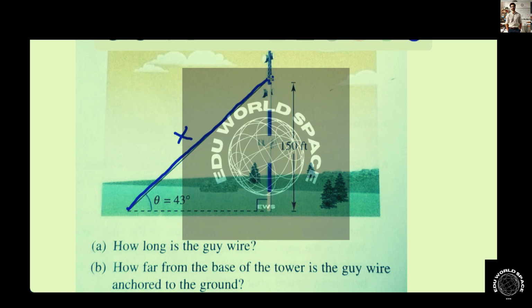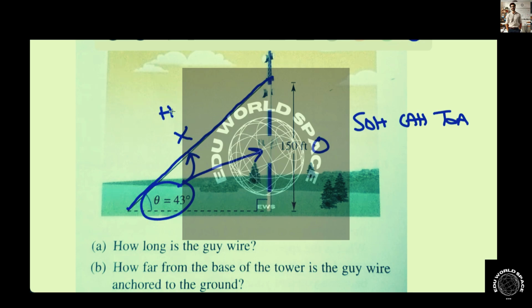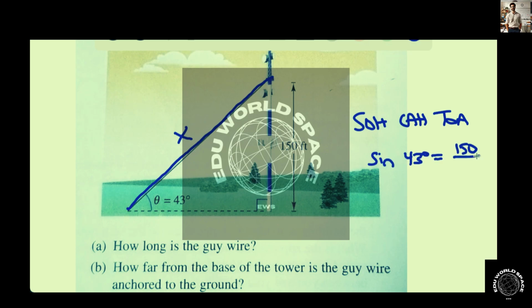So you should be using the acronym SOHCAHTOA for right triangle trig relationships. And from this angle, we know the opposite, and we want to find the hypotenuse. That would be sine. Okay, so that this doesn't get too busy, we can say the sine of the angle is equal to the opposite over the hypotenuse from that angle, and we want to solve for x.